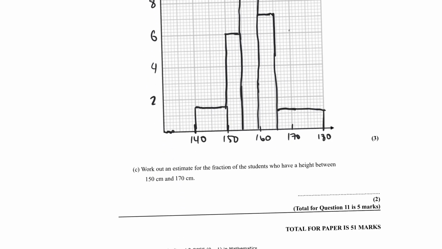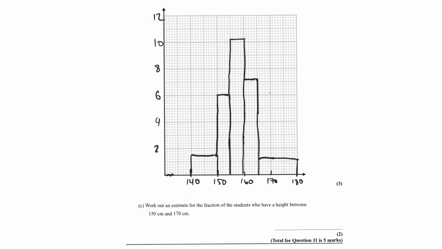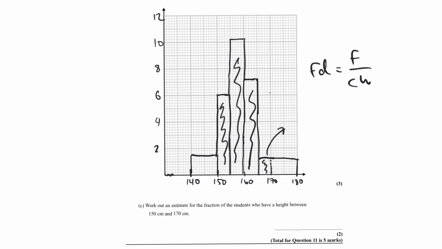Okay, cool. And then the last step for this, last question, by the way, for probability. It says work out an estimate for the fraction of the students who have a height between 150 and 170. So you're going to be using the frequencies of this bar, this bar. Because it's up to 170, you need to work out the frequency of this bar. Remember, if we know FD was frequency over class width, then frequency is equal to frequency density times class width. So for that little bar, the frequency density is 1.2 and the class width is 5. So then it would be 6.